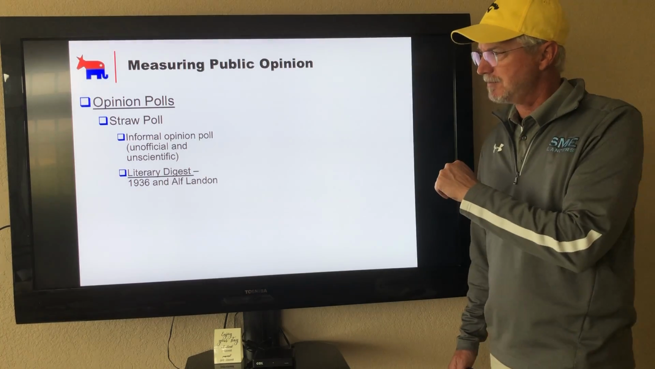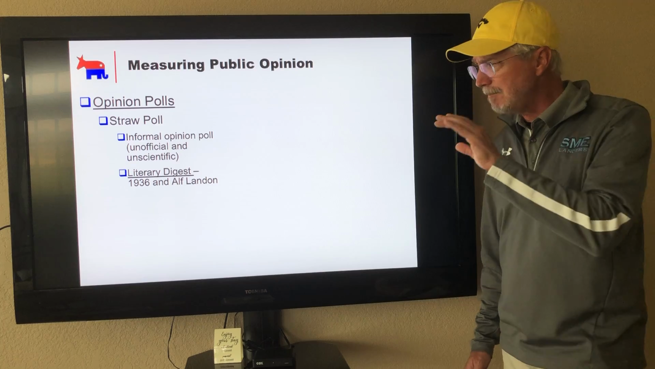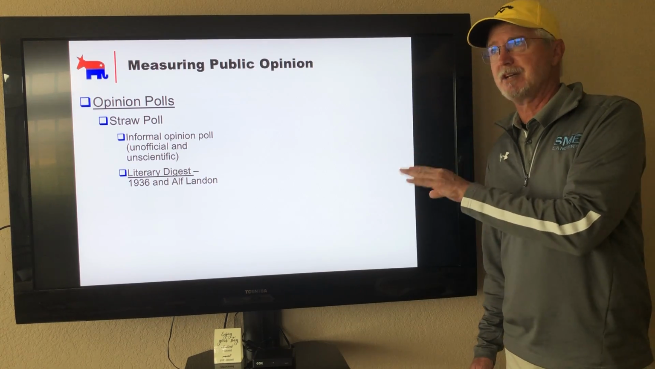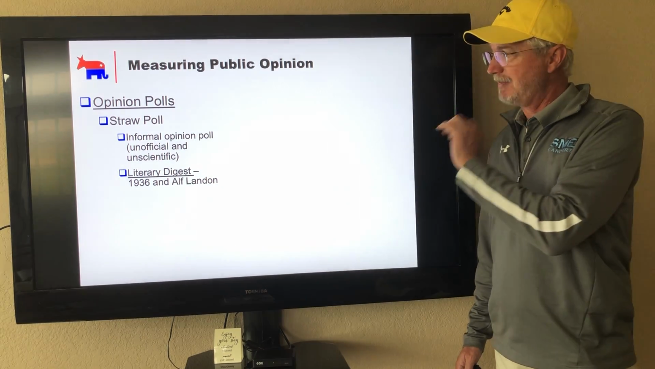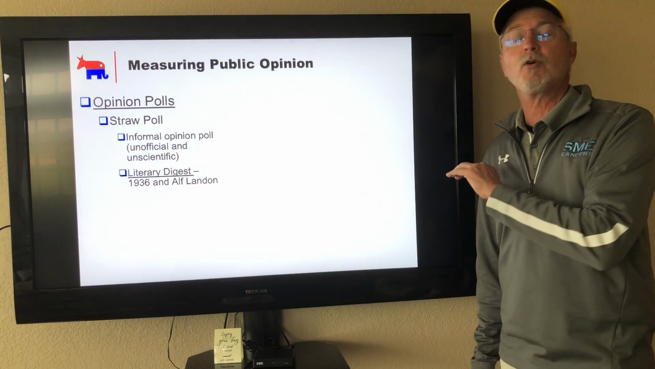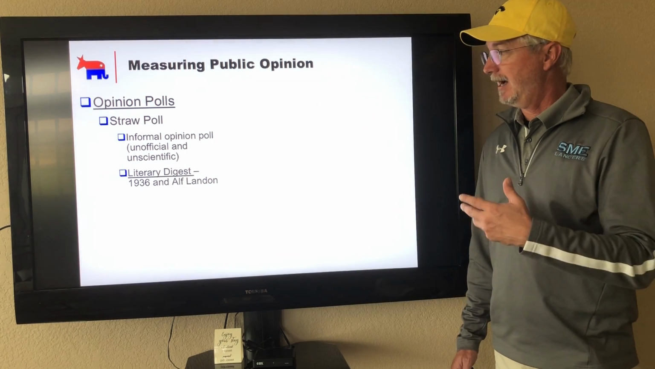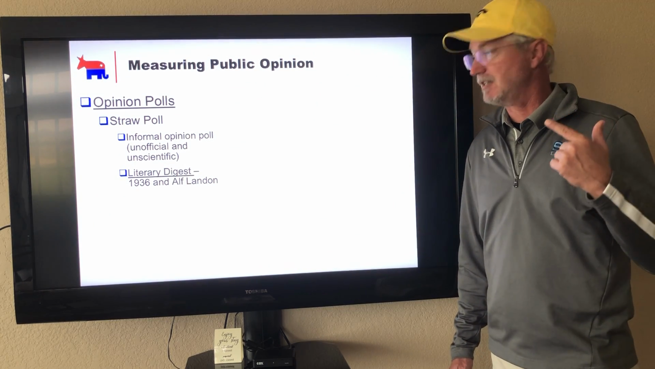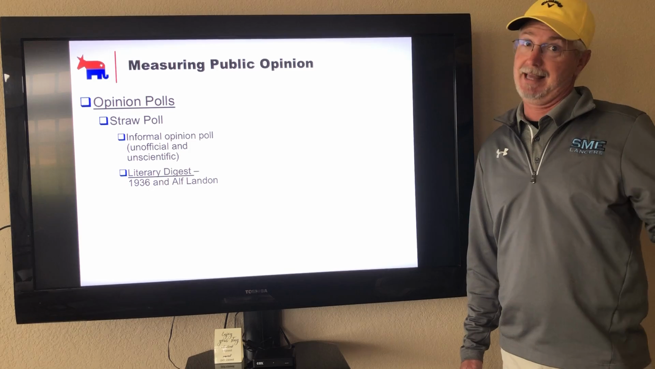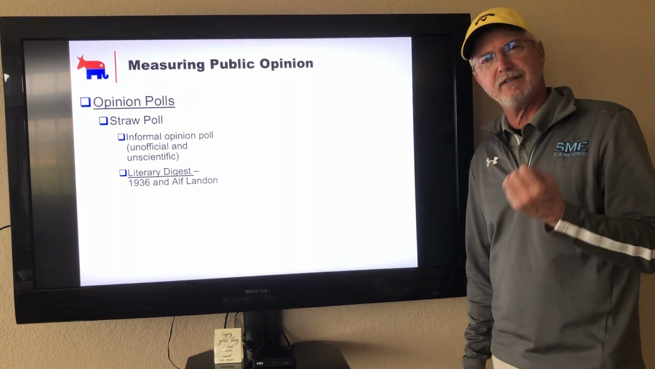One of my favorites was in 1936. Literary Digest did a poll. Alf Landon was the Republican running for president against FDR. And they polled their readers and said, who do you think is going to win the election? Overwhelmingly, their readers said Alf Landon, okay? And if you remember anything from history, in 1936, FDR won by a landslide. So why were they so wrong? Why was Literary Digest so wrong in that prediction?